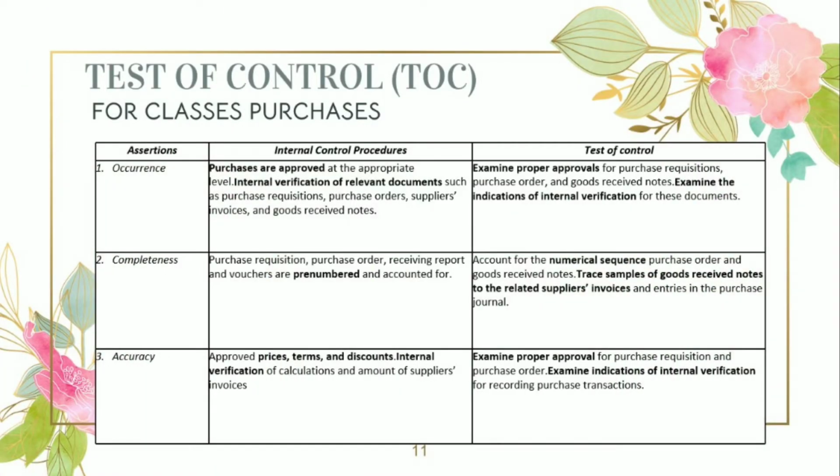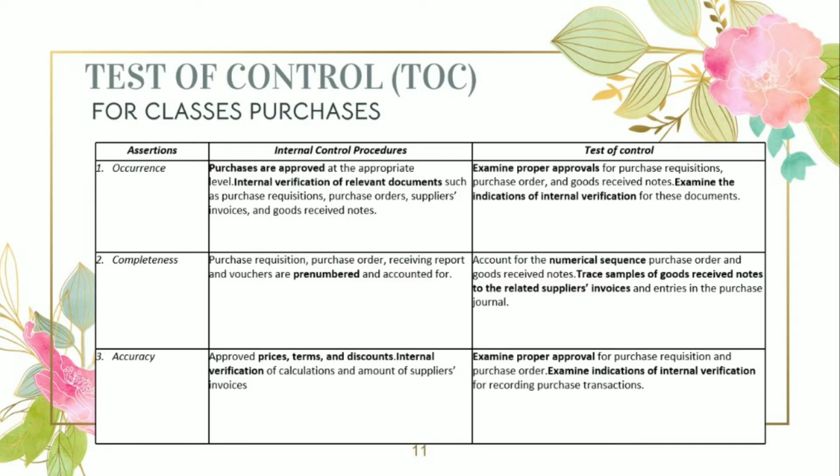Okay, first we look at the test of control for the class of purchases. First is the assertion of occurrence. The internal control is that purchases are provided at the appropriate level, with internal verification of relevant documents such as the purchase requisition, purchase order, supplier invoice, and goods received note. The test is to examine for proper approval of the purchase requisition, purchase order and goods received notes, and examine for indication of internal verification of these documents.